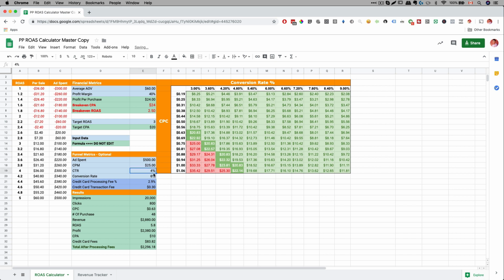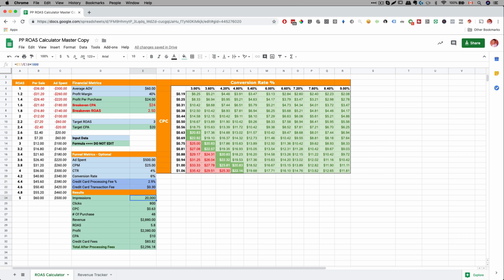Okay, so make sure this is in percentages when you are entering these numbers. And I also include credit card processing fee. Now, this is optional. You can zero this out if you don't want to include this, but 2.9% and 30 cents processing transaction fee is the default for the basic plan on Shopify. So it depends on what plan you're at. You want to enter the different rates here.